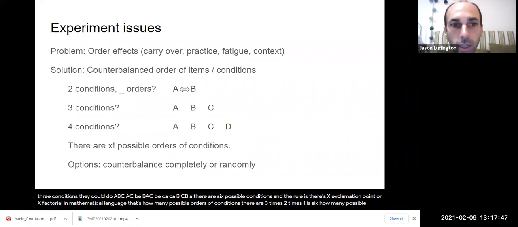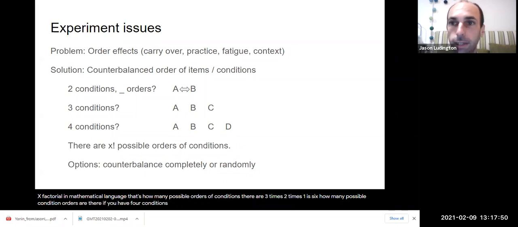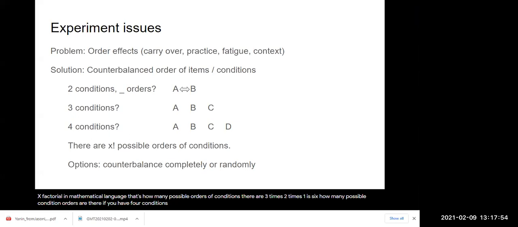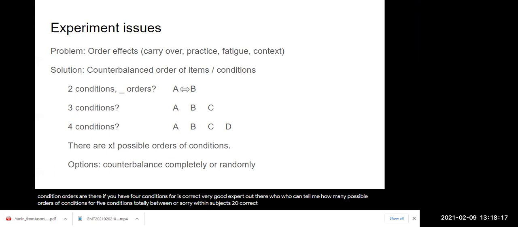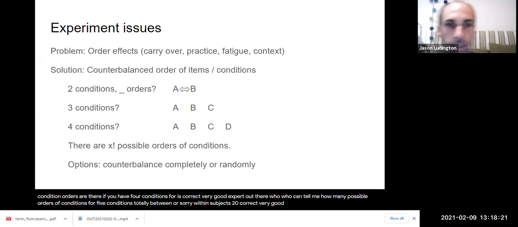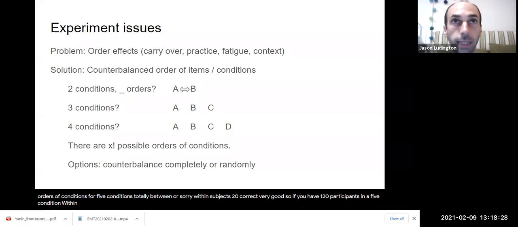How many possible condition orders are there if you have 4 conditions? 24. 24 is correct. Very good. And for the math expert out there, who can tell me how many possible orders of conditions for 5 conditions? 120? Correct. Very good. So if you have 120 participants in a 5-condition within subject design, you can assign every single participant to a different order of participation in the 5 conditions.